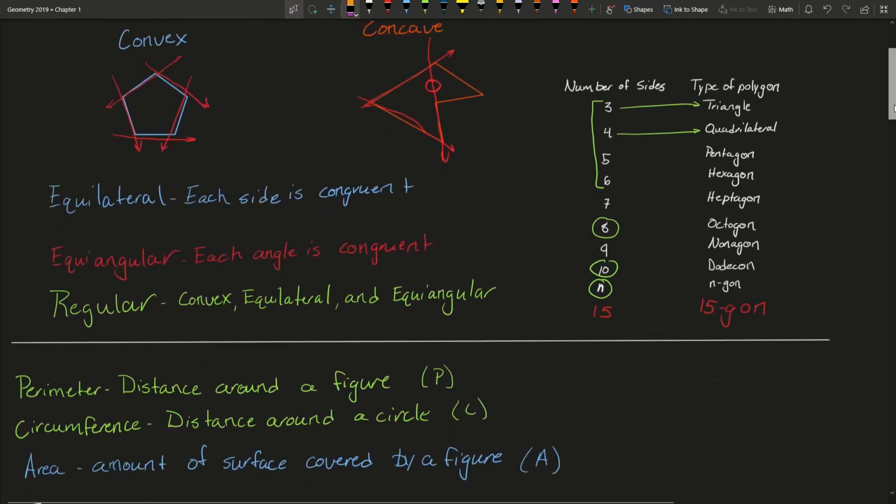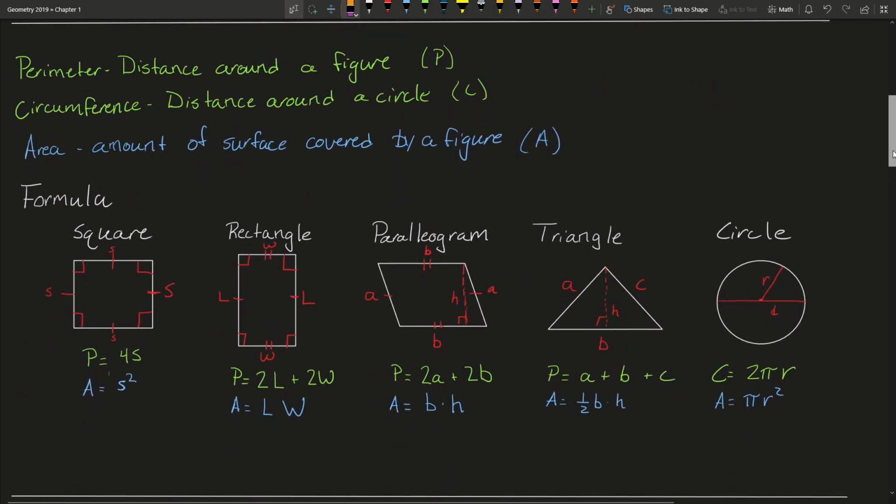So most of this video will be using definitions and formulas going along with those definitions. The first one that we need to know is perimeter. Perimeter is the distance around some figure. This will be denoted as P. Circumference is the distance around a circle, which will be denoted as C. Circumference is just a special case of perimeter, where it's around a circle instead of some random figure.